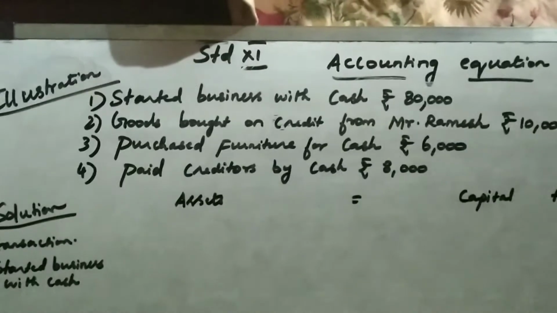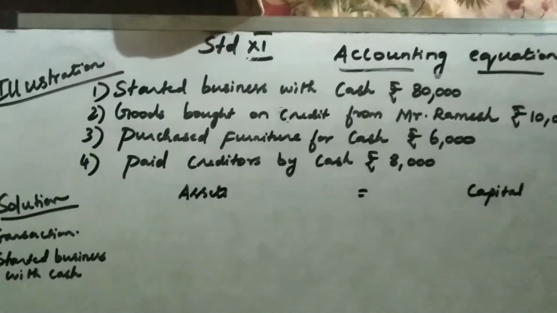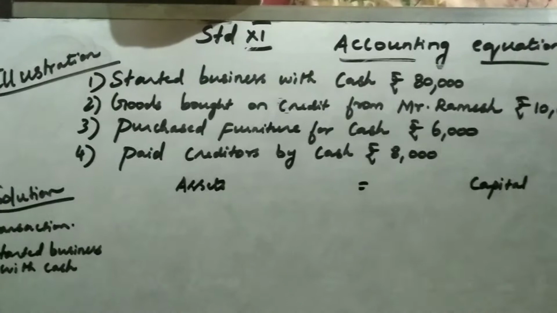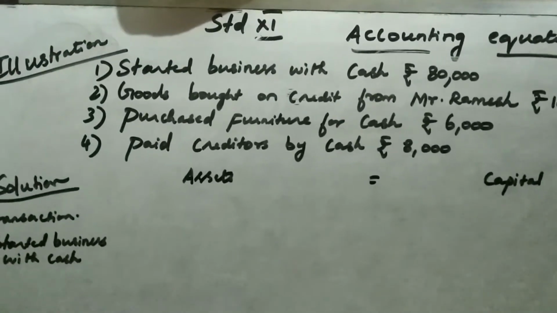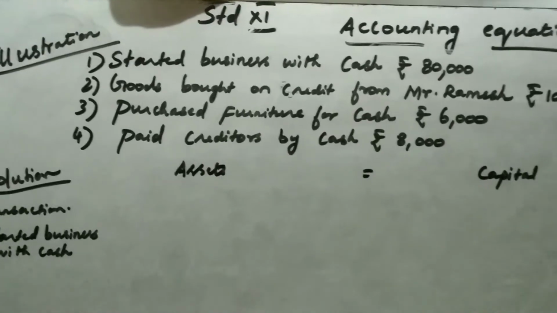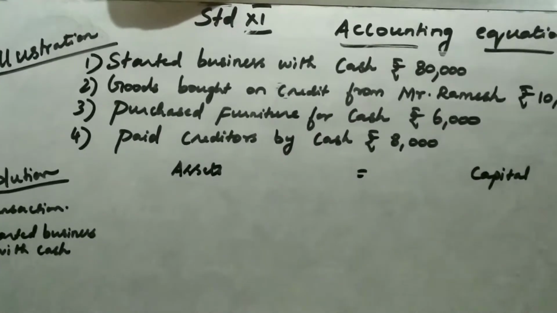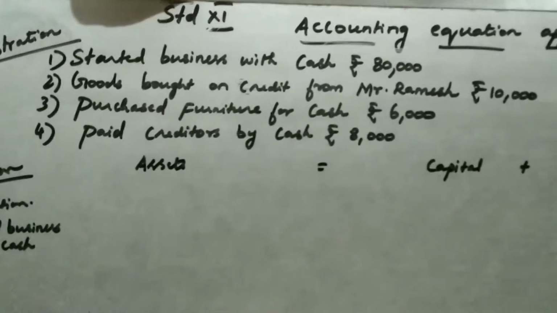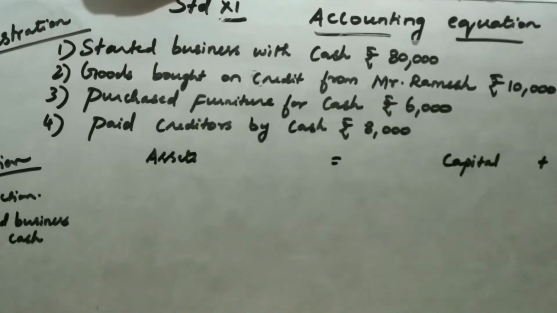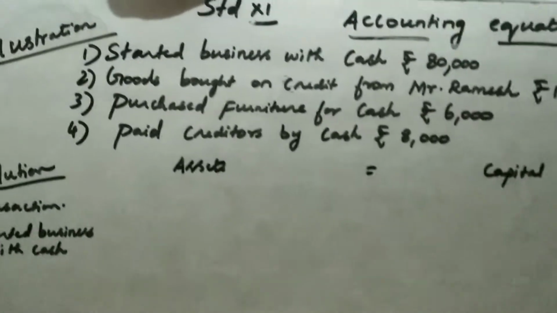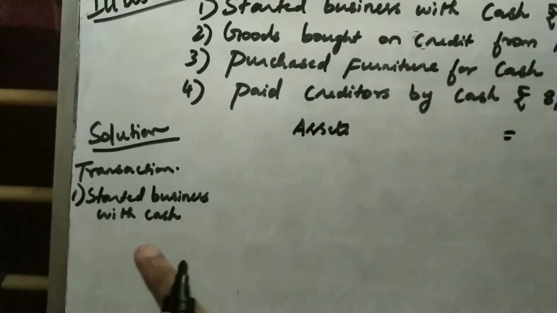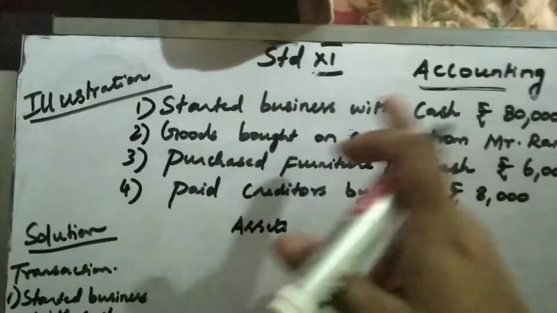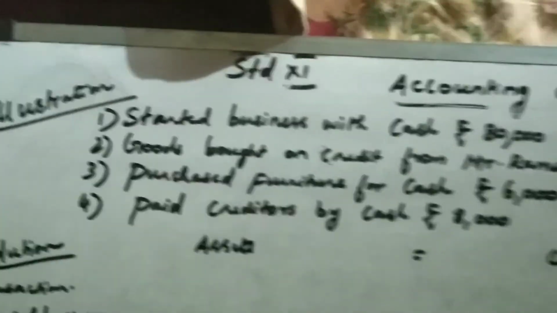Now, let me explain through an illustration. A few transactions are given and we are going to use the accounting equation approach. As you all know, assets is equal to capital plus liabilities. This is going to be the format. First, let us look at the transactions.